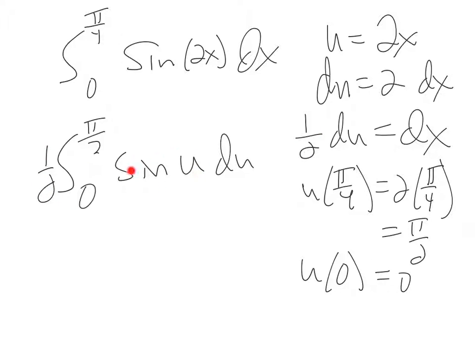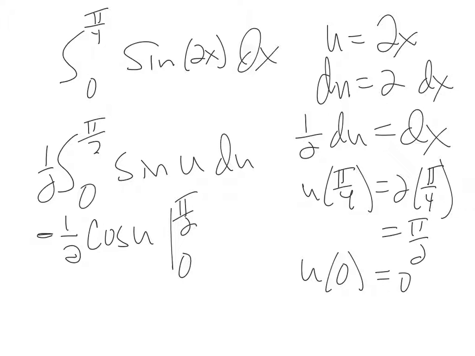So now, what's the antiderivative of sine u? I hope you said negative cosine u, and then I'm also going to have that 1/2 that I'm going to bring along for the ride. Why did I make it negative? Oh, because of the negative sign, right. So then I'm going to evaluate that from 0 to pi over 2.